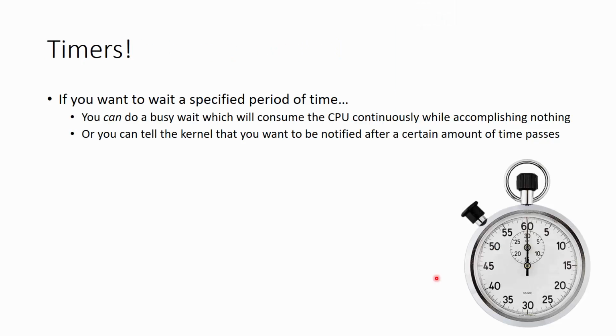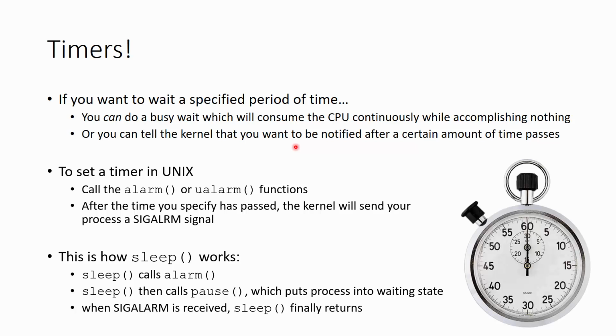All right, so timers. If you want to wait a specified period of time, you can do a busy wait, which is going to consume your CPU continuously, and it won't necessarily accomplish anything. Or you can tell the kernel that you want to be notified after a certain amount of time has passed by. So to set that timer in Unix, you would call the alarm or the ualarm functions. I think the U is micro, so it's less than a second, while alarm deals just in seconds. After the time that you specify has passed, the kernel will send your process a SIGALRM signal, and then you can deal with that at the time.